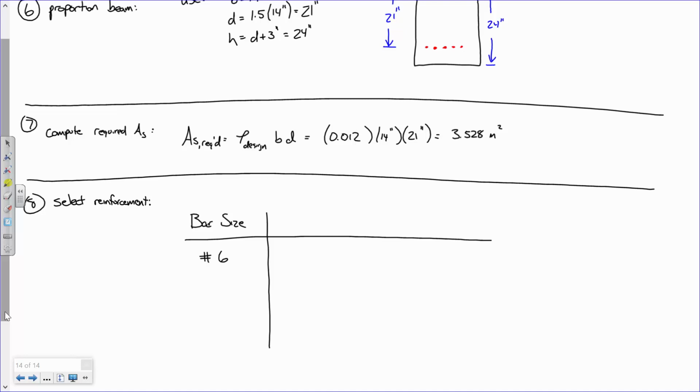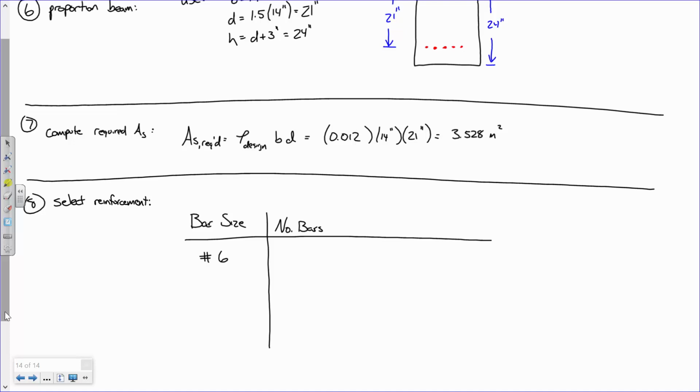Now, let me ask y'all a question. If I was using number 6s, how many number 6s would I need to use to meet this requirement? 8. Now I know some of you are like, oh, let's go up one more. Remember, we took our beam dimension. We've already rounded it up some, so there's already some conservatism. So there's a point when just use the 3.53. So go ahead, go with the 8.